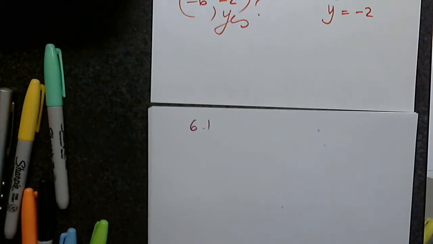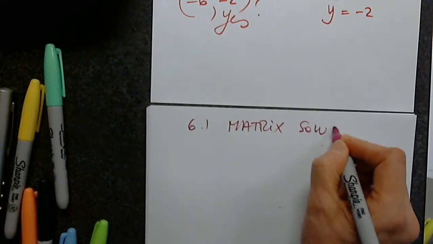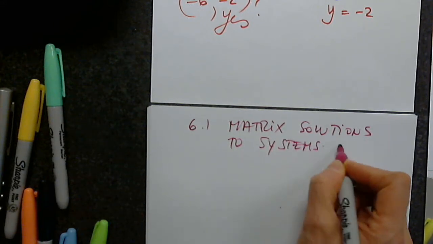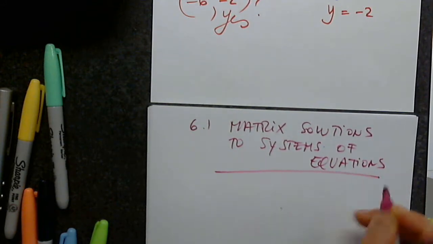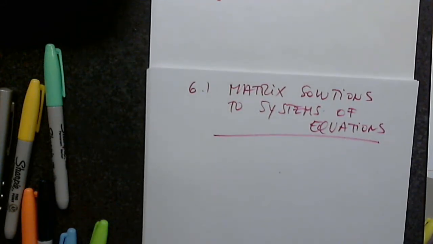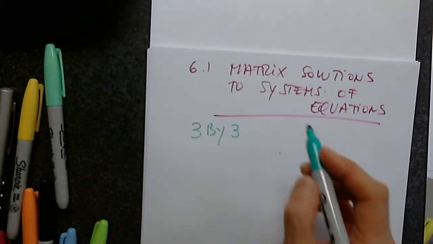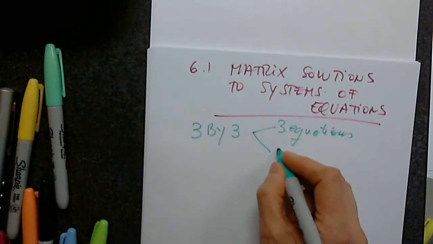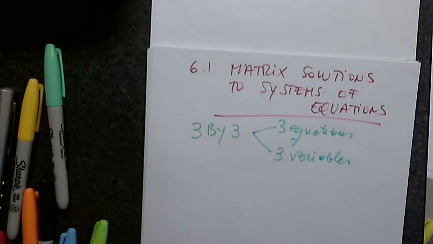6.1. Matrix solutions to systems of equations. Well, these are higher level systems, like 3 by 3. 3 by 3. What does this mean? Well, it means 3 equations in 3 variables. 3 equations in 3 variables.